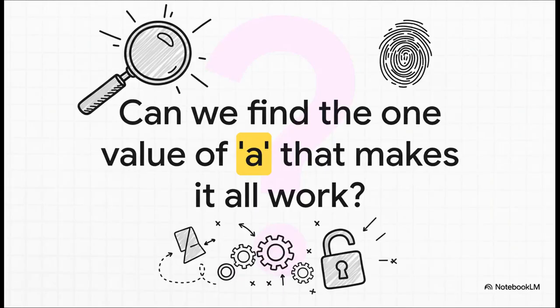Right at the heart of our mystery is this one elusive variable, A. It's hiding in plain sight within our evidence. And here's the kicker. There is only one value for A that's going to make everything click into place. Our job is to follow the breadcrumbs, rule out any red herrings, and unmask our culprit.